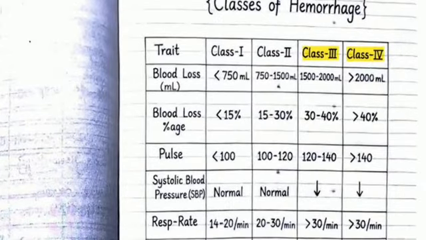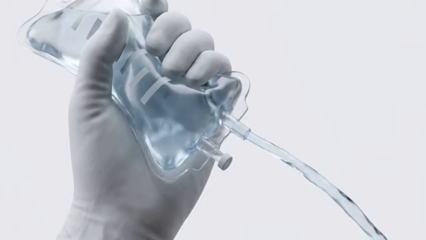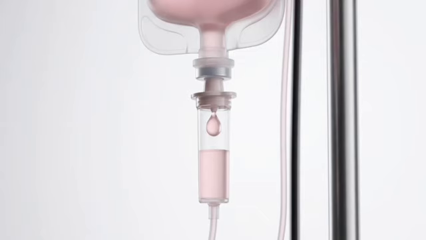This table breaks down the parameters of hemorrhagic shock. In severe physiological states, specifically class 3 and class 4 hemorrhage, the patient has lost up to 40% of their total circulating blood volume. Restoring perfusion in this state requires immediate, massive volume replacement with crystalloids like Ringer's lactate, quickly followed by whole blood transfusions to keep the organs oxygenated.